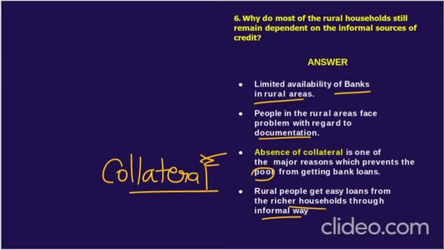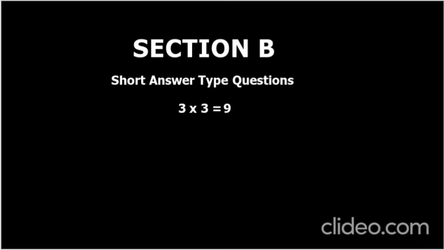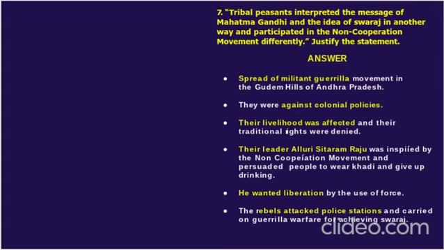So here we have completed the two marker questions, and now we're moving to section B. Three questions, 3 marks each, short answers. So our first question is, tribal peasants interpreted the message of Mahatma Gandhi and the idea of Swaraj in another way and participated in the non-cooperation movement differently. Justify the statement.